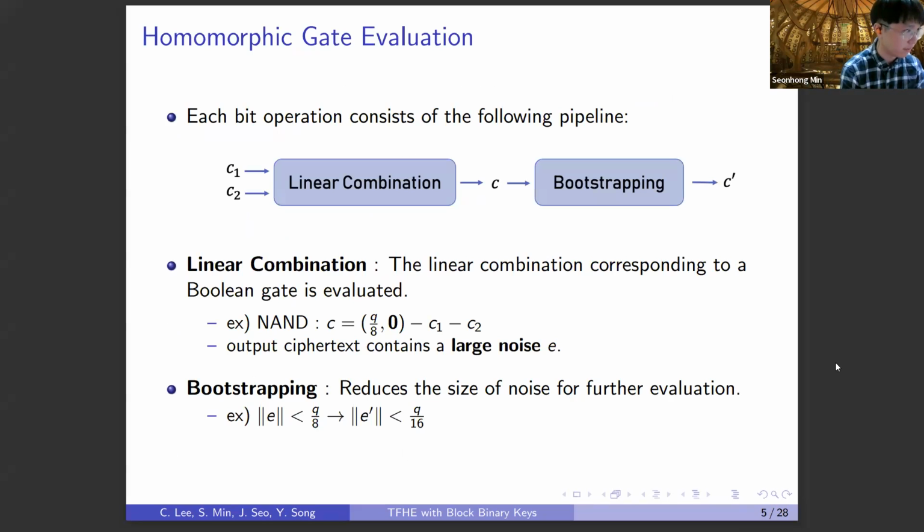So how do we evaluate a gate homomorphically with the TFHE scheme? For two input ciphertexts C1 and C2, you firstly compute a linear combination of the two ciphertexts with respect to the Boolean gate. For example, NAND can be evaluated as follows: C equals Q over 8 minus C1 minus C2. After the linear combination, since it computes the sum of two ciphertexts, it may contain a large noise. So we need a costly operation called bootstrapping to reduce the size of the noise for further evaluations. For example, after the linear combination the error can have a bound of Q over 8, but after the bootstrapping, it can be reduced to Q over 16.